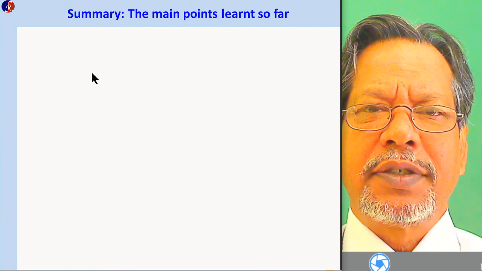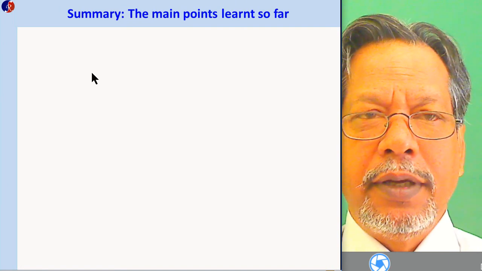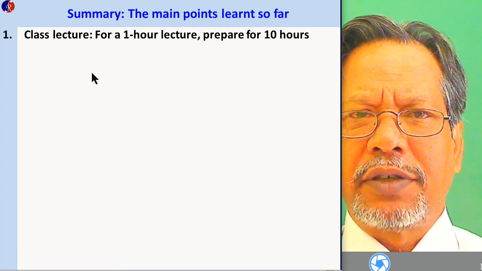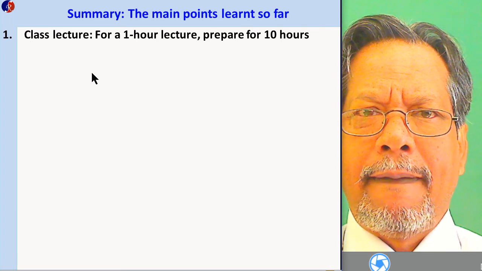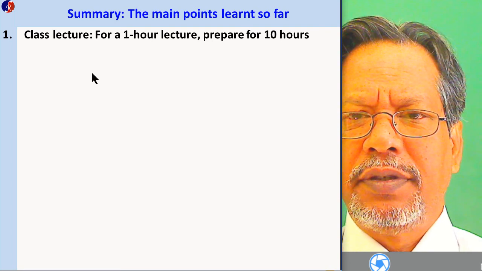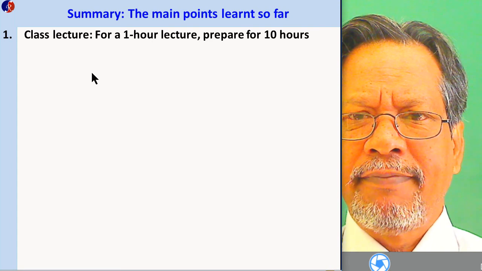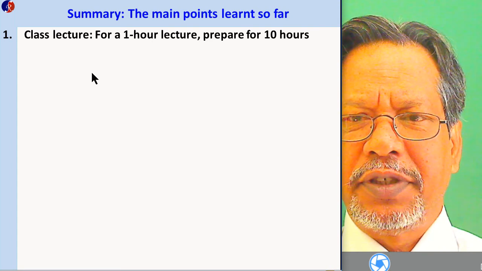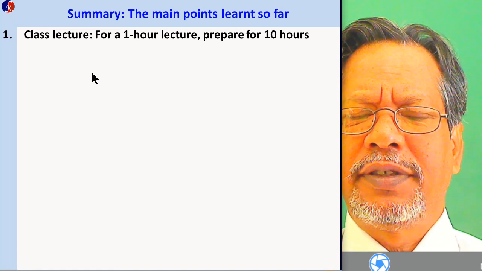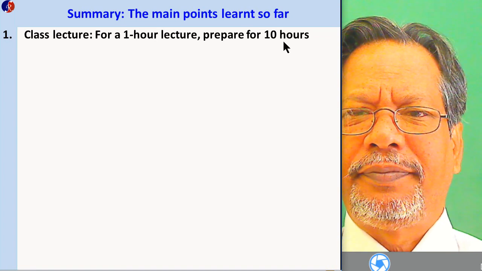Summary, the main points we have learned in these 4 lessons, the first 3 lessons and here. Class lecture, let's say for 1 hour class lecture. You have to prepare for 10 hours, at least 10 hours. If this is a new subject for you that you are teaching, you may have to spend 30 hours preparing for 1 hour lecture. The great professors, they spend 70 hours. Okay? At least 10 hours.